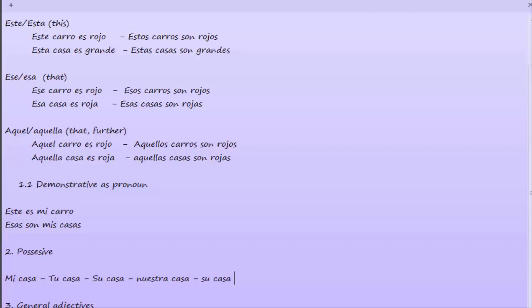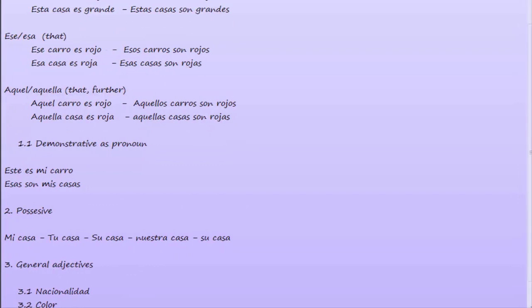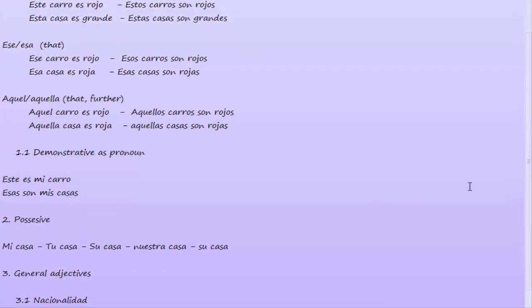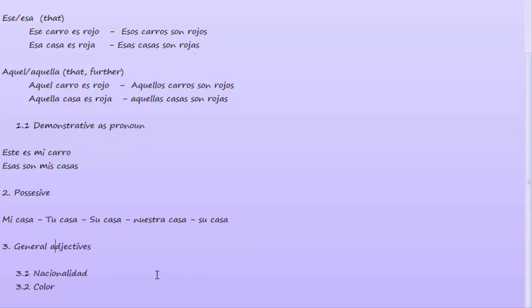So this is what we have when we talk about possessive adjectives in Spanish. We have mi, tu, su, nuestra, and su in the Latin American case. But additionally, we also have general adjectives. There are a lot of them in Spanish and in every language, actually. But in Spanish, we use them as an example for talking about nationality, nacionalidad, and for talking about color, okay? We have worked on this already. Let me remind you some examples.